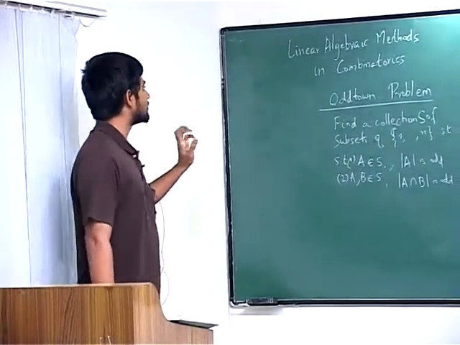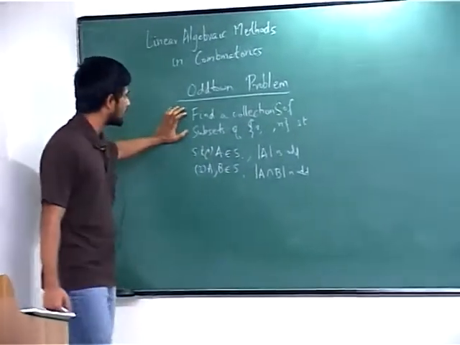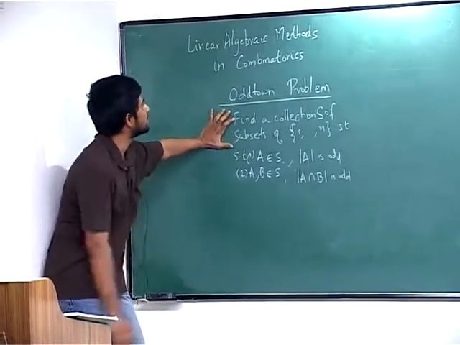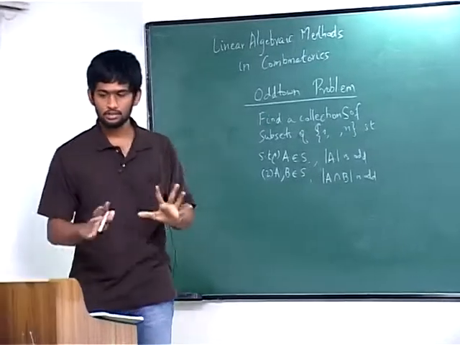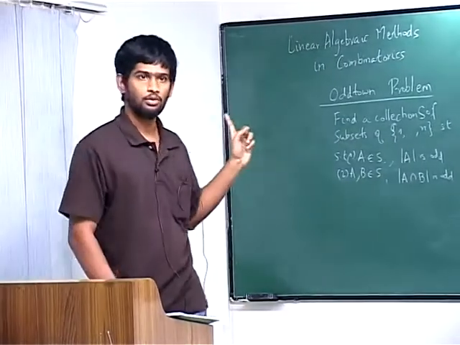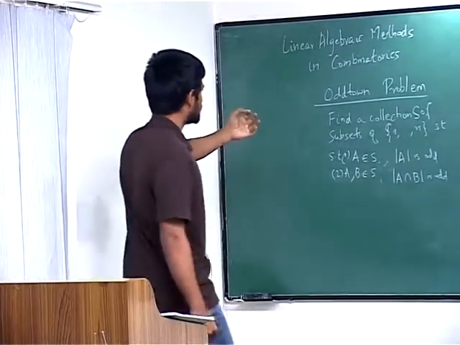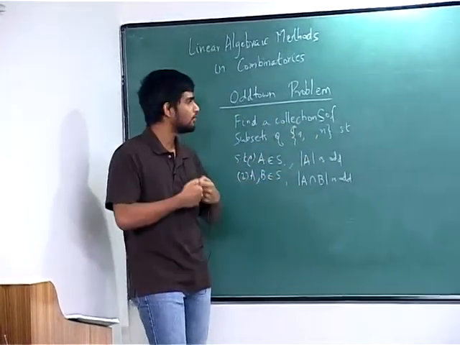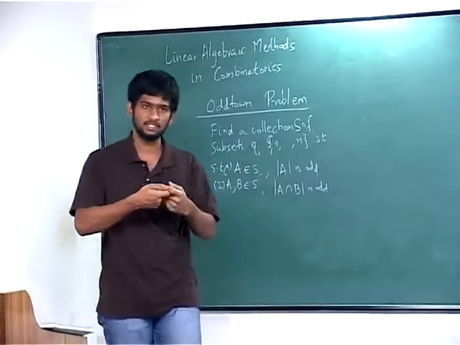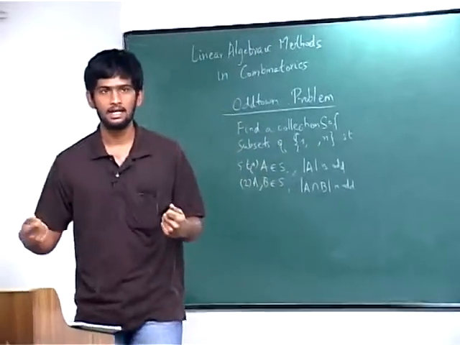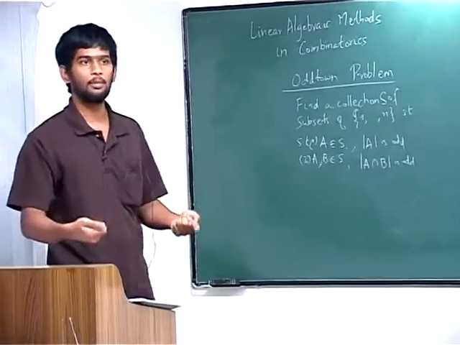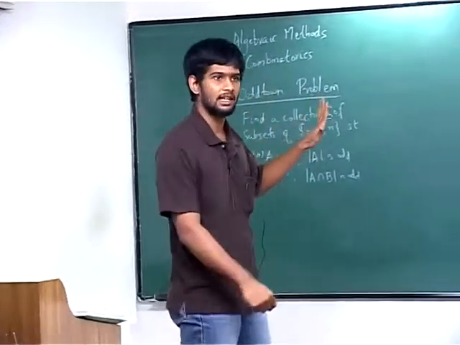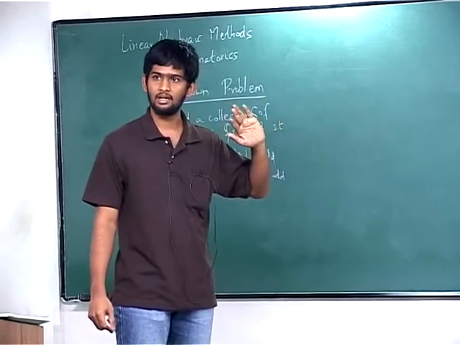So the idea is to use some linear algebra to solve this problem. The basic idea in this technique, the linear algebraic method, is to associate a vector space corresponding to this. You want to find a collection of sets which is going to satisfy this property. So somehow we want to associate this collection of sets to a set of vectors in a suitable vector space, and then argue that these vectors are actually going to be linearly independent. So are the terms clear? What is a vector space? What is linear independence? Is it clear to everyone?